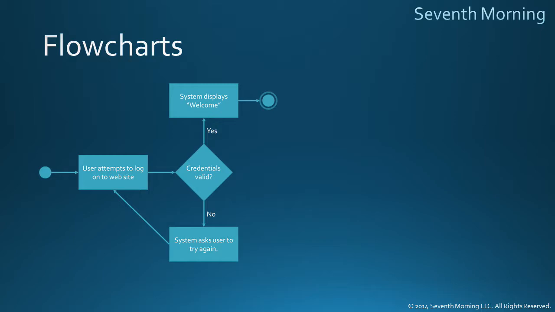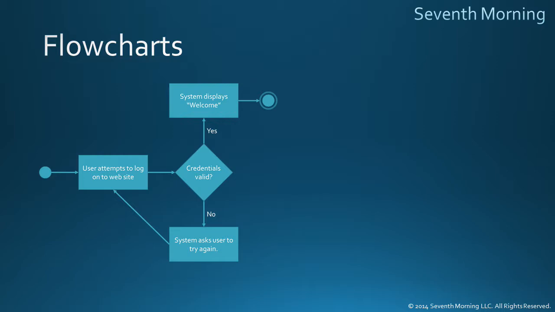Okay, so what you now see on the screen is a very simple illustration of a logon process. We start off on the left-hand side with the start shape. From there, we have the connector going to the first actual step in the process, where we have the user attempting to log on to the website. From there, we have another connector going to a diamond shape, where we have a decision taking place.